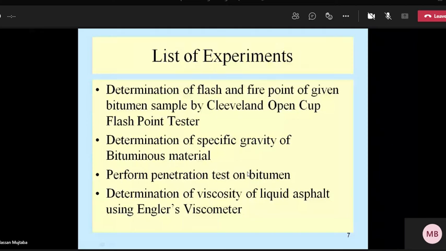Normally, flash point is less than fire point. Fire point is more. In some bitumens, we don't have a separate flash point and fire point; they are almost the same. In that case you will not get a flash point, you will only have the fire point. So that is determination of the flash and fire point of bitumen using the Cleveland open cup flash point tester.